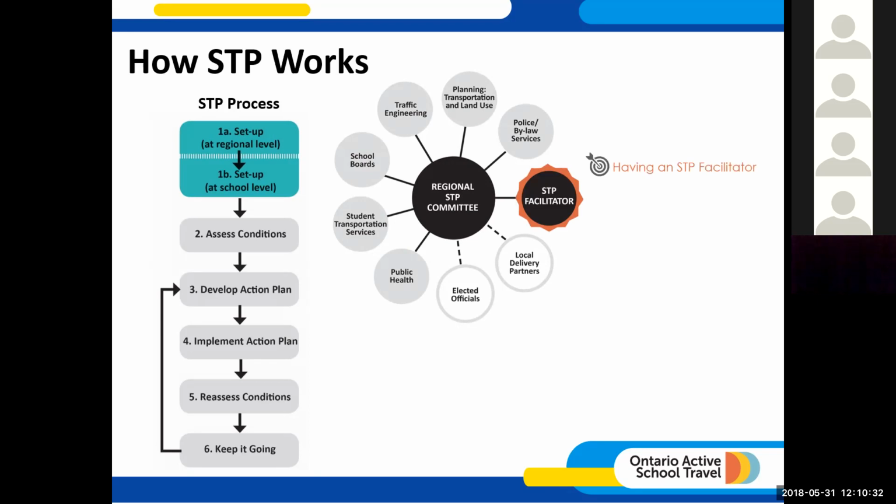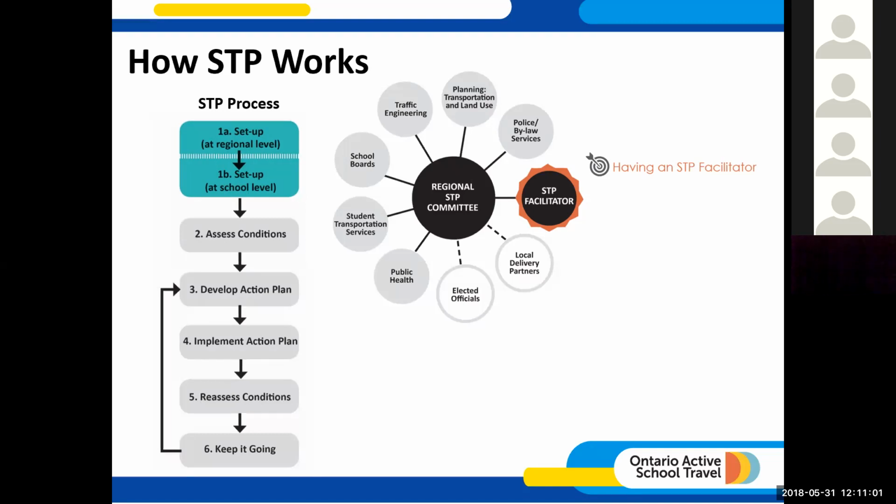So throughout the presentation, I'm going to have this little bullseye icon come up. In the new toolkit, we have a page near the beginning that summarizes what we call the keys to success for STP. This is one of them, having an STP facilitator, somebody designated to spearhead the work and act as the liaison between all of the stakeholders. The title for the position may differ from place to place, but the role is definitely key.